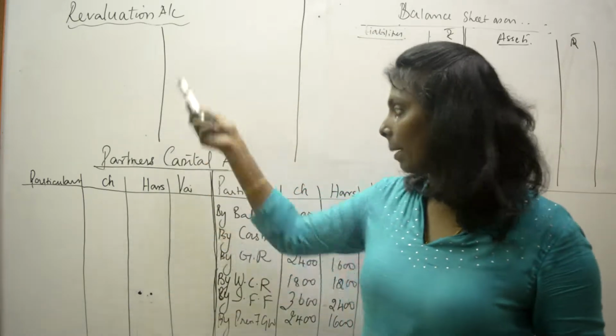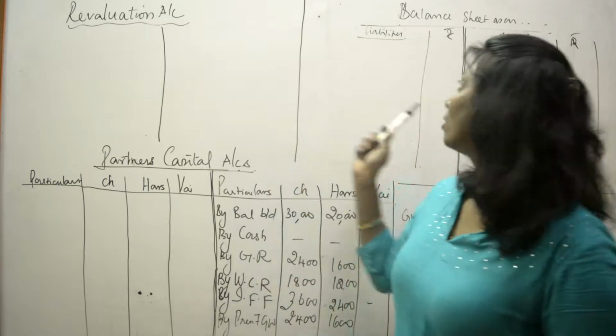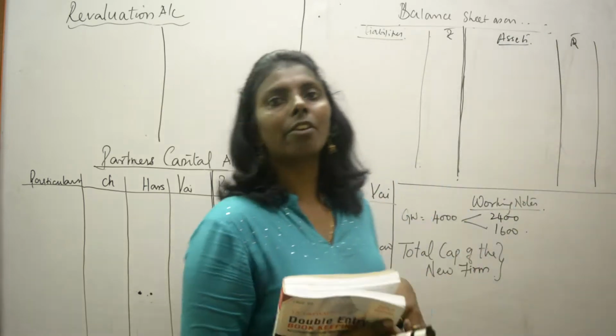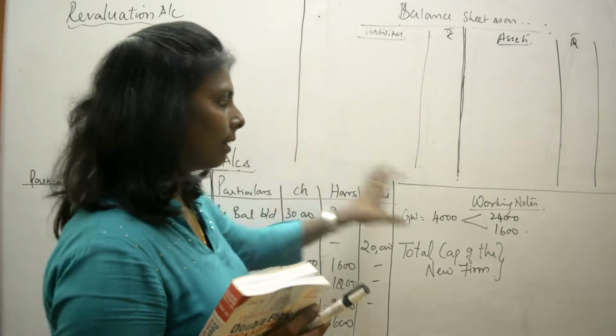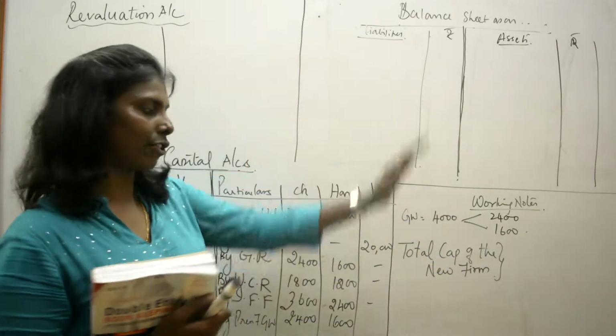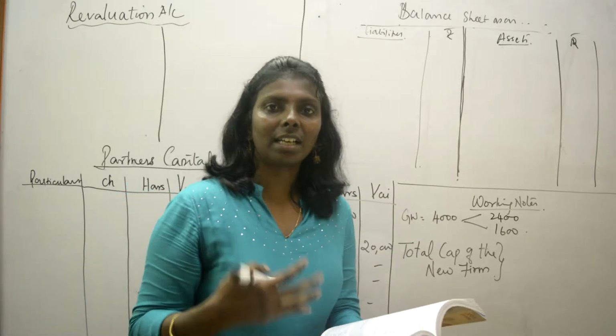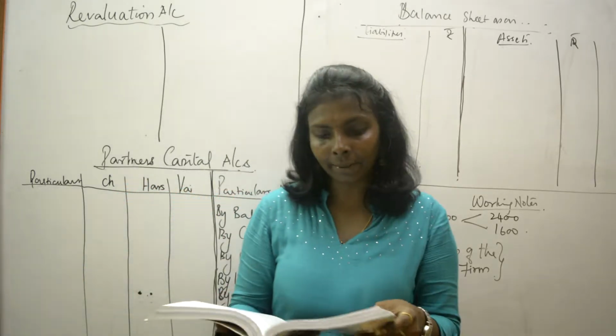As usual, we're going to simultaneously open all the accounts: revaluation account, capital account, and I have the balance sheet here, but you also have to open another account called cash account, okay? Then I have space for working notes here. As I already told you, we will open everything simultaneously. First, let's see the problem and see what we have to do in the first place.